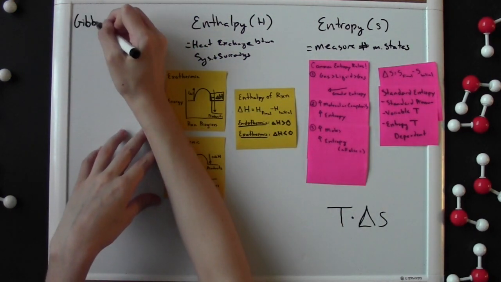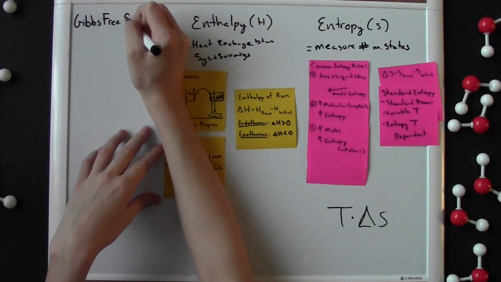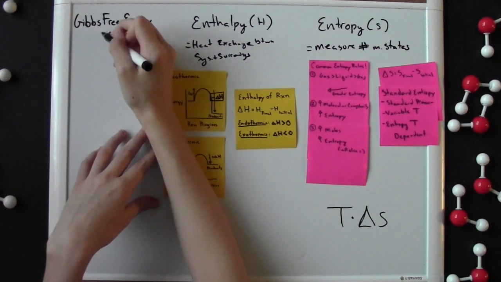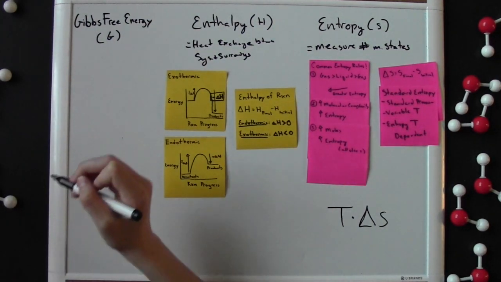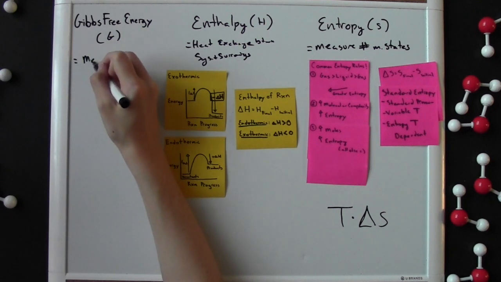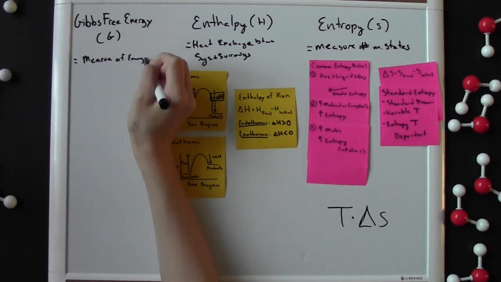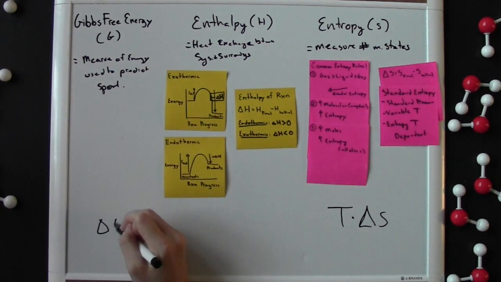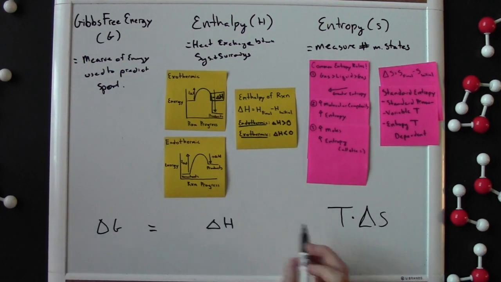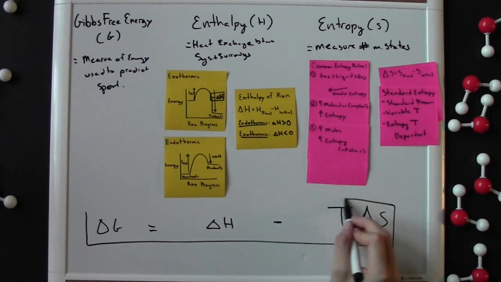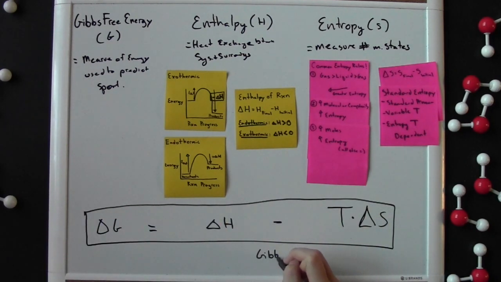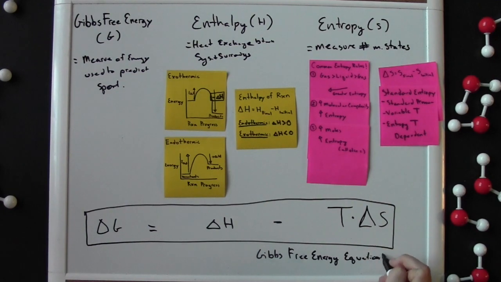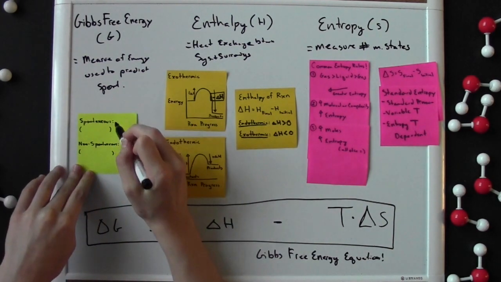Now, using our understanding of entropy and enthalpy, we are able to determine a third value, Gibbs free energy, usually abbreviated as G, which helps predict the spontaneity of a reaction. The change in free energy, delta G, is calculated by finding the difference between enthalpy and entropy. The resulting equation, known as the Gibbs free energy equation, is delta G equals delta H minus T delta S. A reaction is spontaneous if delta G is negative, and non-spontaneous if delta G is positive.